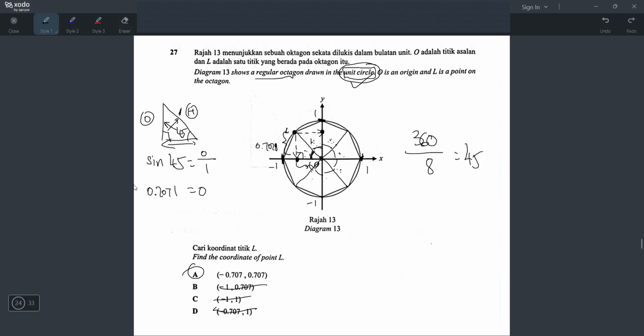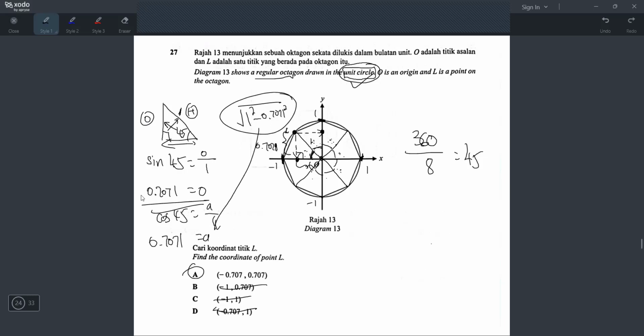Well, you can either use Pythagoras theorem or you can use cos also. If you use cos, it will be cos 45 equals adjacent over hypotenuse 1. And you can find the adjacent, just take cos 45 times 1. And trust me, you will get 0.7071 also. But if you want to use Pythagoras theorem, can also. You take the square root of 1 squared minus 0.707 squared, because you know the length here already. You will get the same answer, so it doesn't matter.